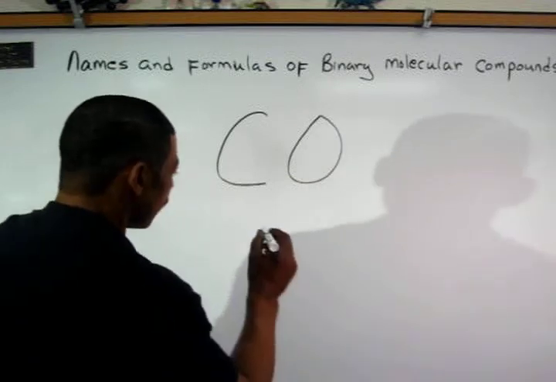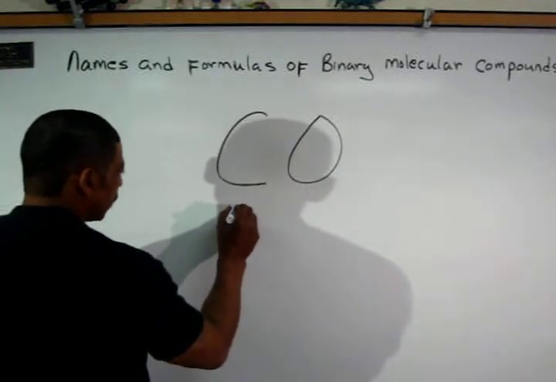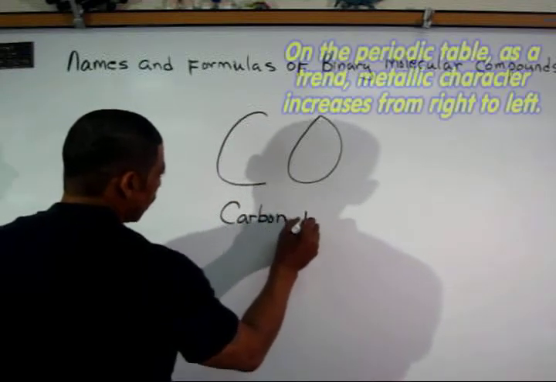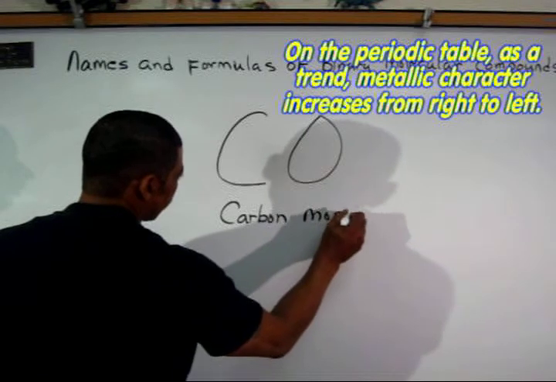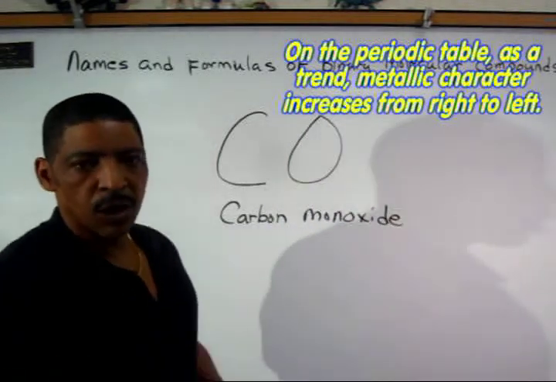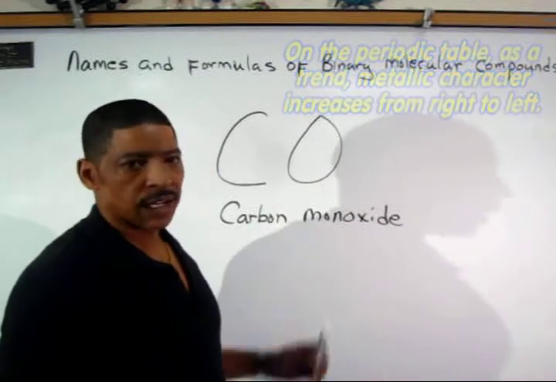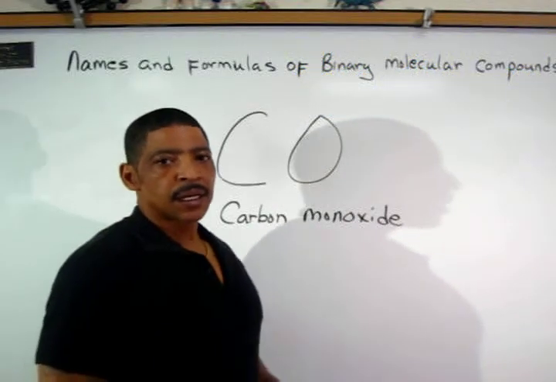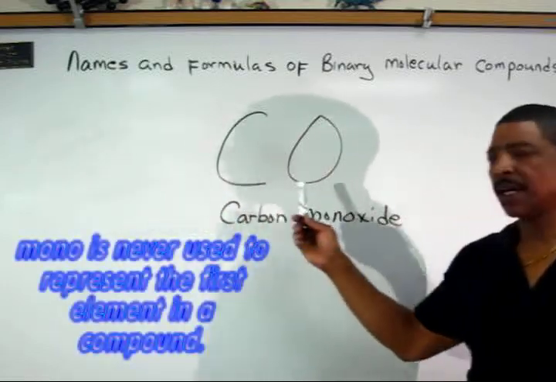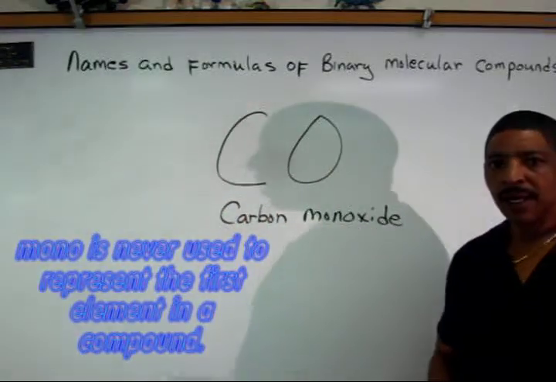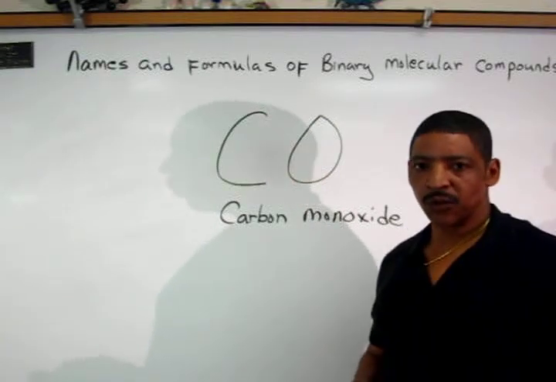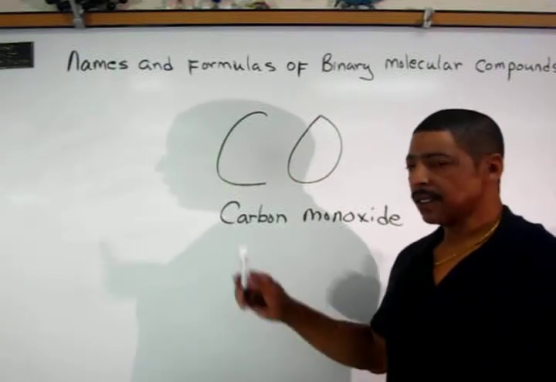So to name this compound, simply write carbon monoxide, where mono represents 1 oxygen. Notice that I did not say monocarbon monoxide. Mono is a prefix that is never used to represent the first element in the formula.